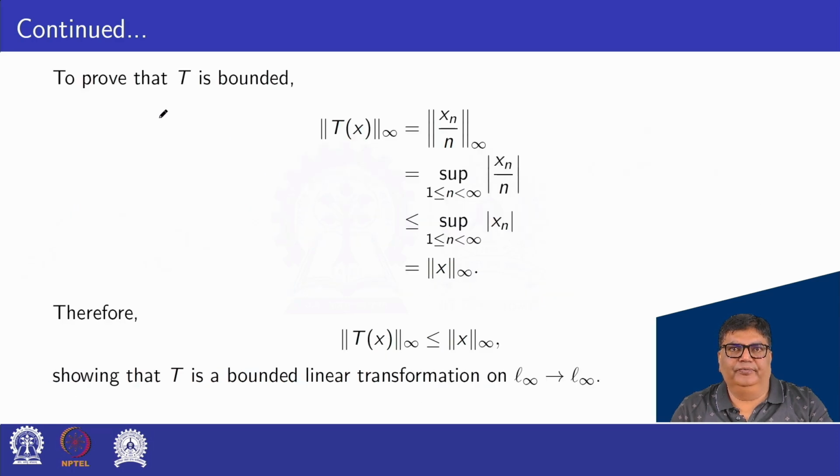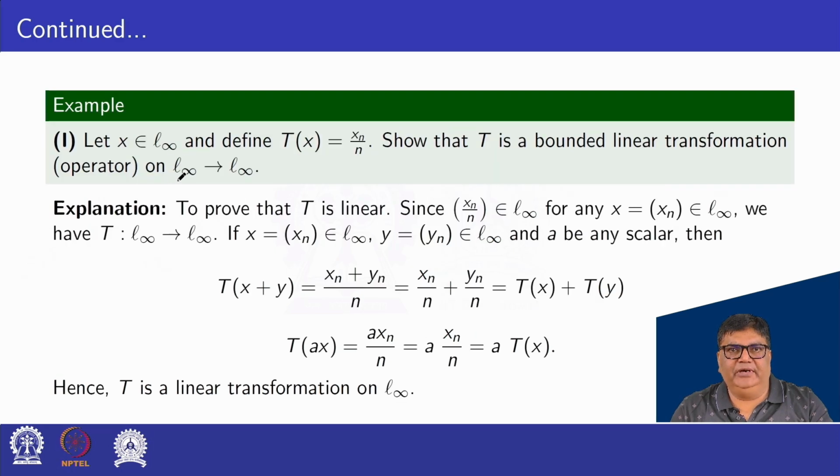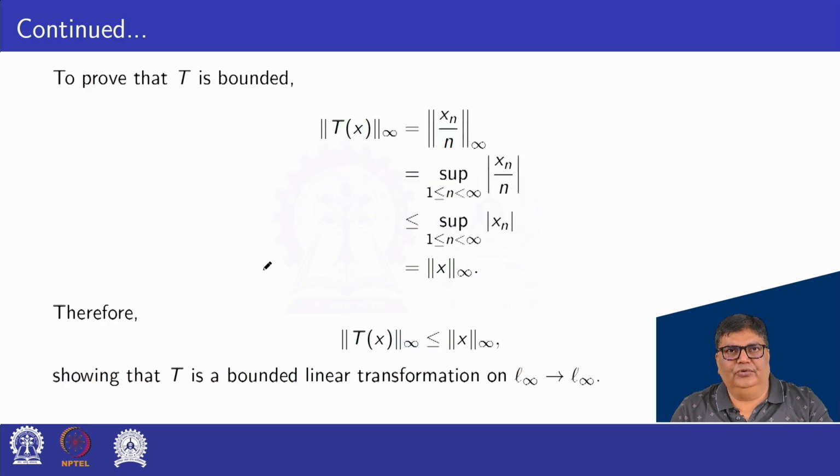Now we have to prove T is bounded. Here the mapping T is from L infinity to L infinity. If x is an element of L infinity, then Tx is also an element of L infinity. So we have to check Tx under the infinity norm. That is, the norm of Tx under the infinity norm can be written as the supremum over 1 less than or equal to n less than infinity of mod xn upon n, as per the definition of the L infinity norm.